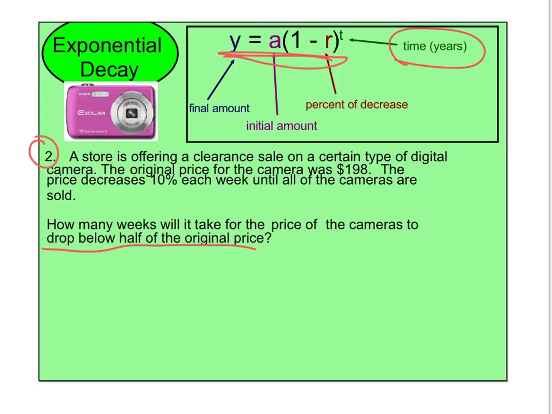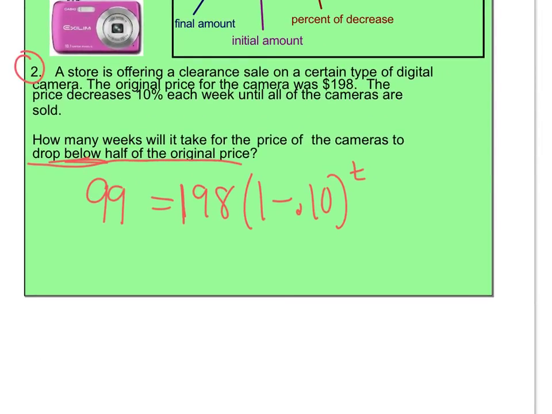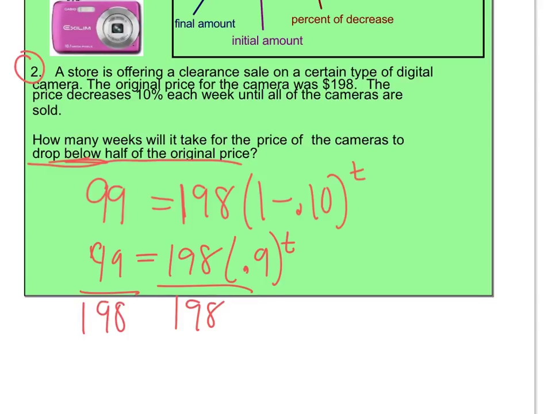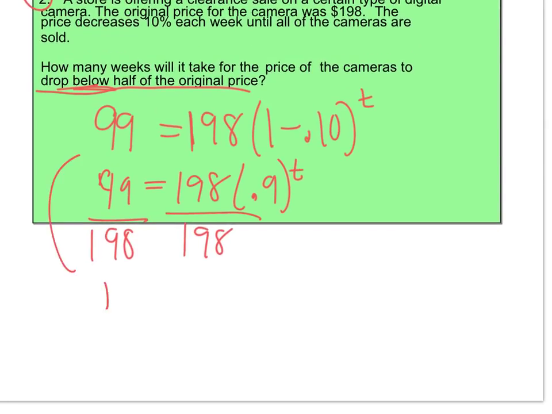So what I'm going to do is set my initial amount, 198, times 1 minus 0.10 raised to the power of time, in this case being weeks, and I'm trying to figure out when it's going to be below half. So 198 divided by 2, half of that is going to be 99. So now it becomes a problem where I'm going to use a logarithm to solve. So 99 equals 198 times 0.9 raised to the t. So divide by 198. But we know that this is the left side. This side here is going to be 1/2.